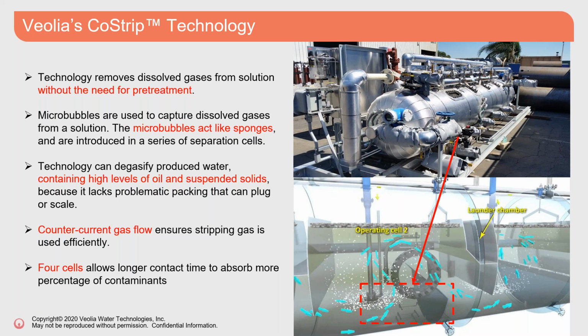As water passes through each of the 4 cells, it provides a longer contact time with the microbubbles and the water, thus achieving a higher percentage of removal of the contaminants. Another thing you'll see in the picture is a launder chamber that's also provided in each cell. It's there in case you need to remove any oils or solids that have collected on top from time to time. The water in the cell tends to be very turbulent, so you don't usually see a whole lot of removal of oils and solids.